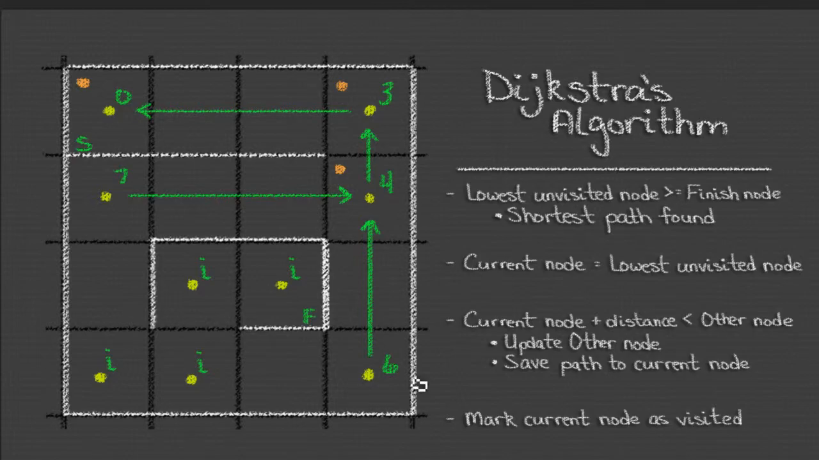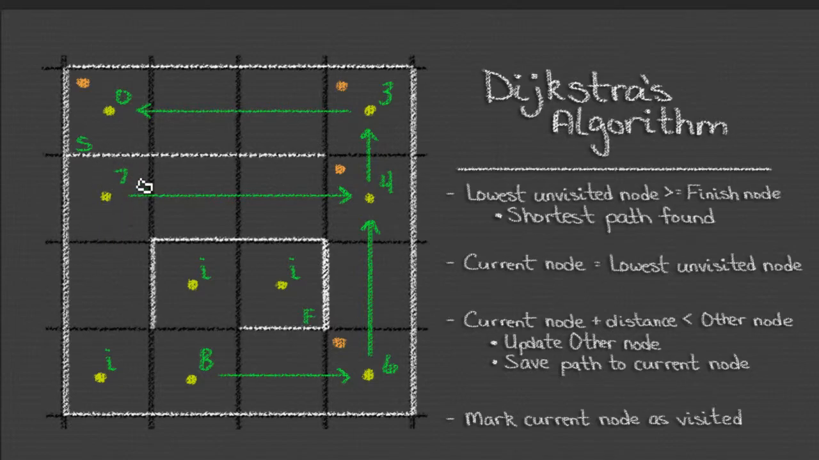Same check. 6 greater than or equal to infinity? No, so we're going to mark this as current. We're going to do 6 plus 1, 2 equals 8. 8's less than infinity, so we're going to update that number and reference it back. That's all the nodes it's connected to. We'll mark it as visited and go back through the list.